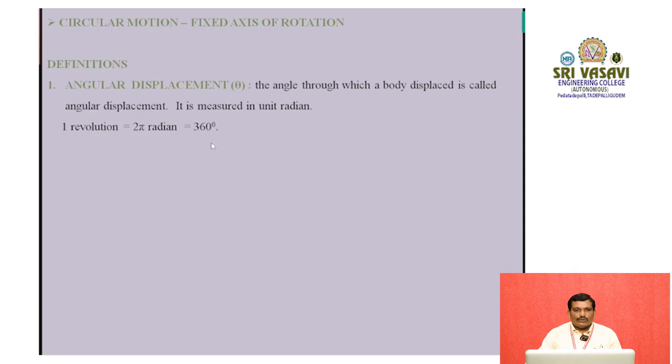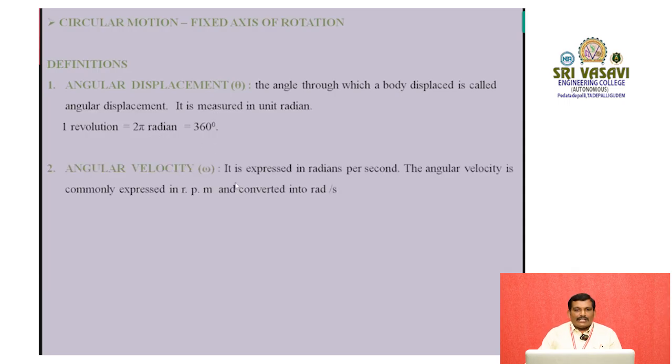Here, one revolution is equal to 2 pi radians. And coming to angular velocity: the rate of change of angular displacement of a body is called angular velocity. It is expressed in radians per second and is denoted by omega. Angular velocity is commonly expressed in revolutions per minute and converted into radians per second. 1 rpm is equal to 2 pi by 60 radians per second, and angular velocity omega is equal to 2 pi n by 60 radians per second.